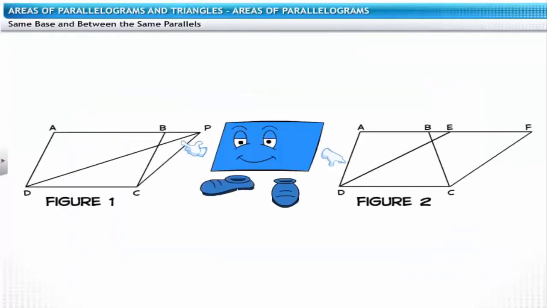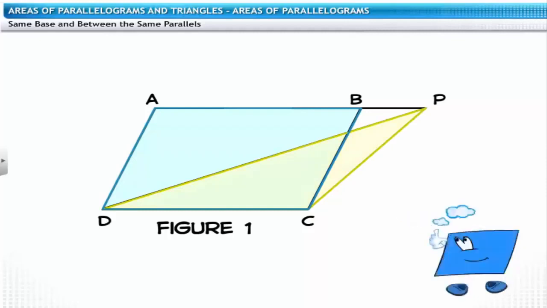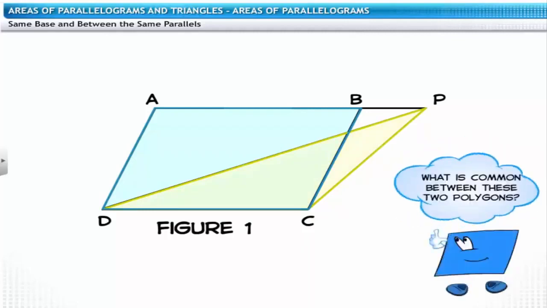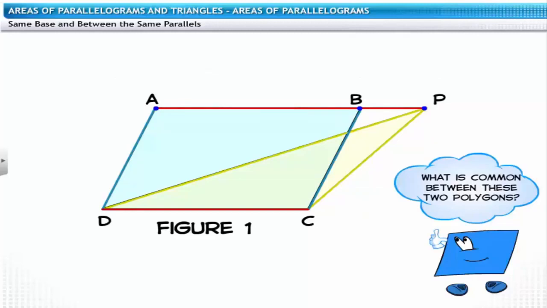Let's look at the figures given here. In the first figure, we have a parallelogram ABCD and a triangle PDC. What is common between these two polygons? First, both the parallelogram and the triangle lie on the same base DC. Second, the vertices A, B and P that are opposite to the base DC lie on the line AP. Line AP is parallel to the base DC. Here these two lines are called parallels.